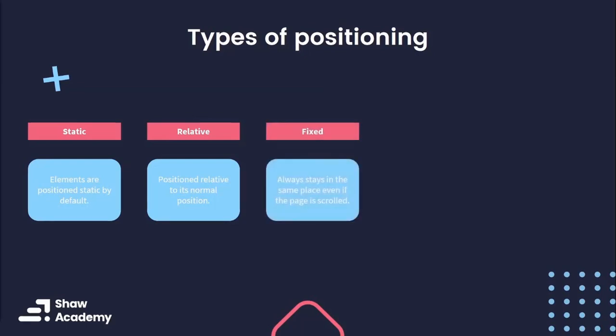Next, we have fixed. And fixed position is relative to the viewport, which means it always stays in the same place even if the page is scrolled. Okay, and the difference here between fixed and static again is we can actually place an element in the center of the screen, and no matter how much we scroll, that element is always going to stay fixed in that viewport or in that specific part of the viewport. Okay, typical example that you would see in the real world is things like forms in the bottom corner of a website.